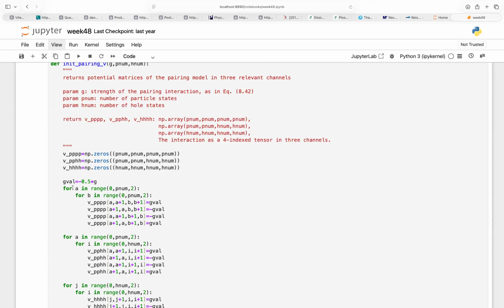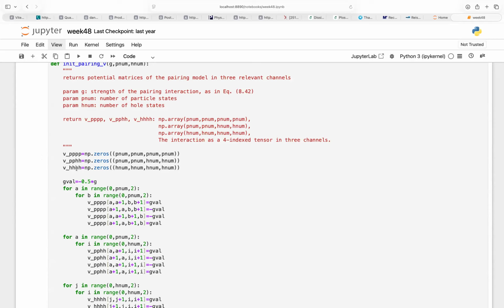So let me just quickly remind you of that. Remember now that in the pairing interaction, we could connect one pair with another one for particle states above the Fermi level. So this is just these matrix elements PPP here. Then we could excite from two holes to two particles, and that's just these matrix elements, and they obviously have to be Hermitian, and this is the whole piece.